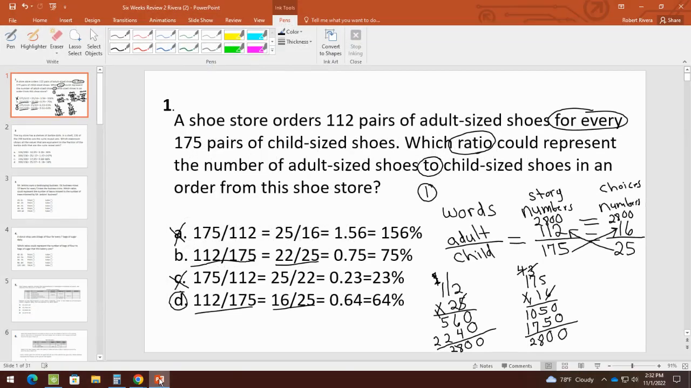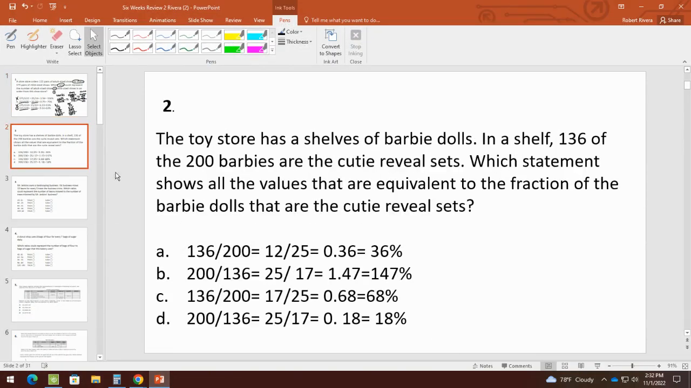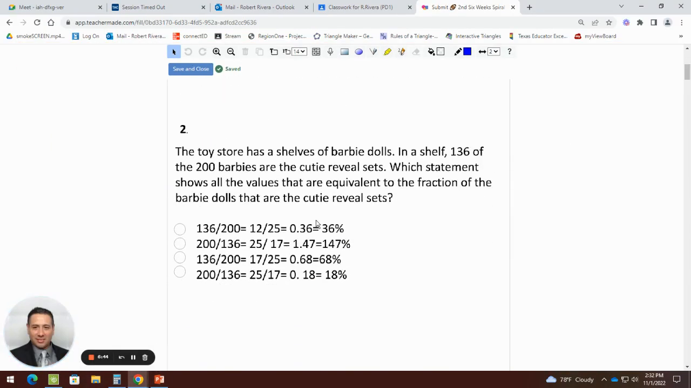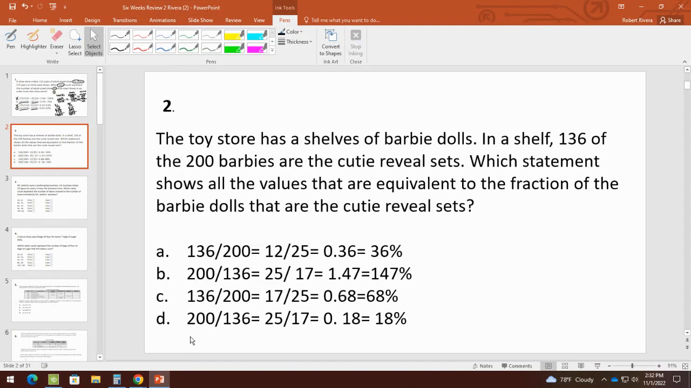Then your job is to do number 2 by yourself now. So now that I explained number 1, your job is to go do number 2 all by yourself, exactly the way I did. Hopefully that's going to help you. Now let's go to number 3.